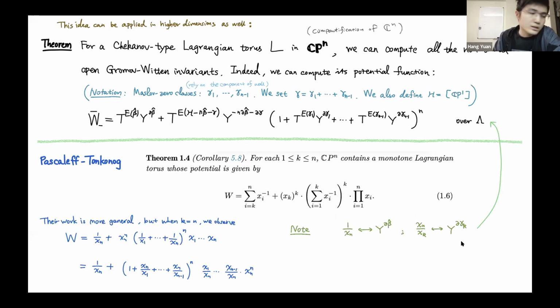But of course, there are some differences. My computation is over the Novikov field, and their computation should be over C. But we get almost the same result using very different methods.